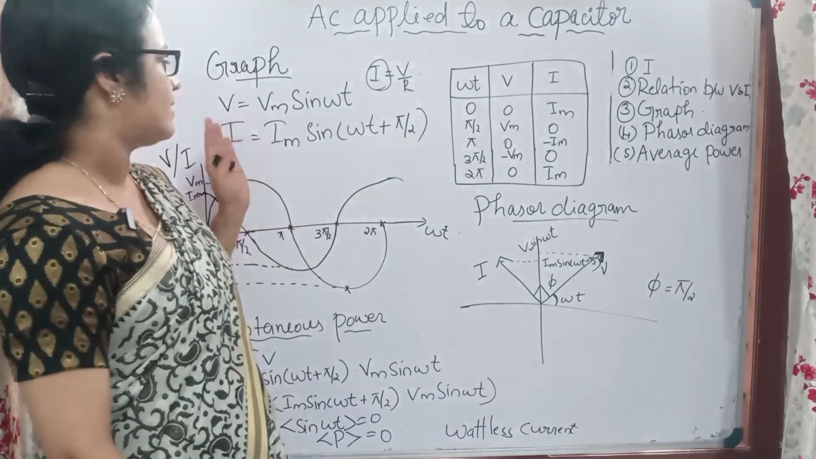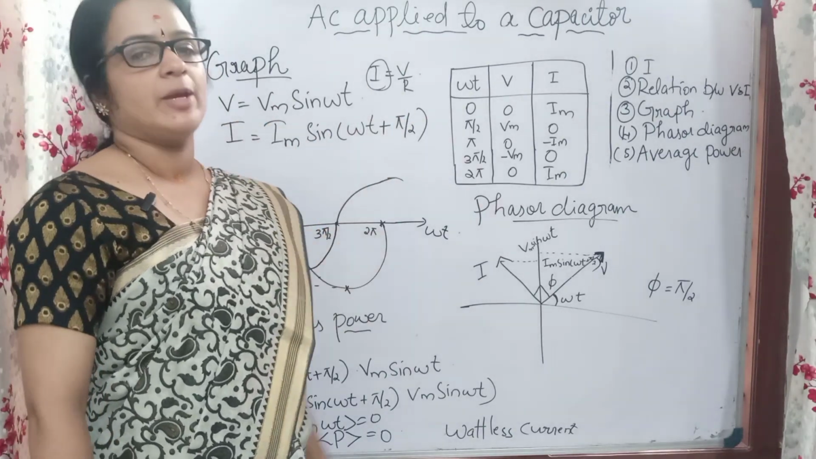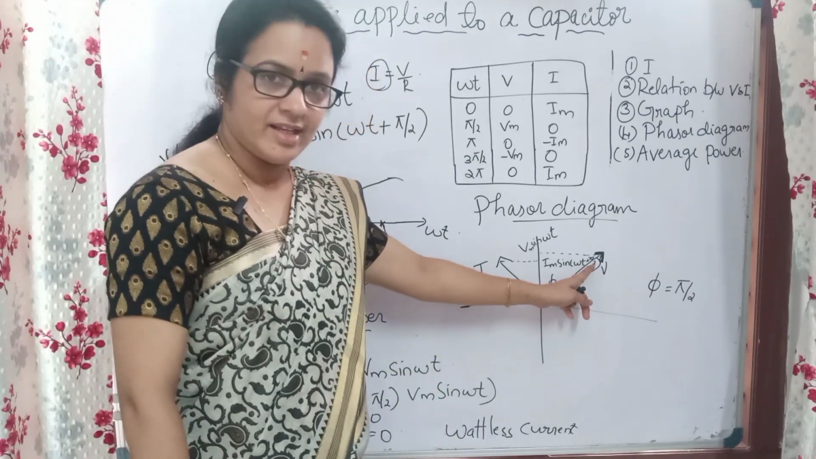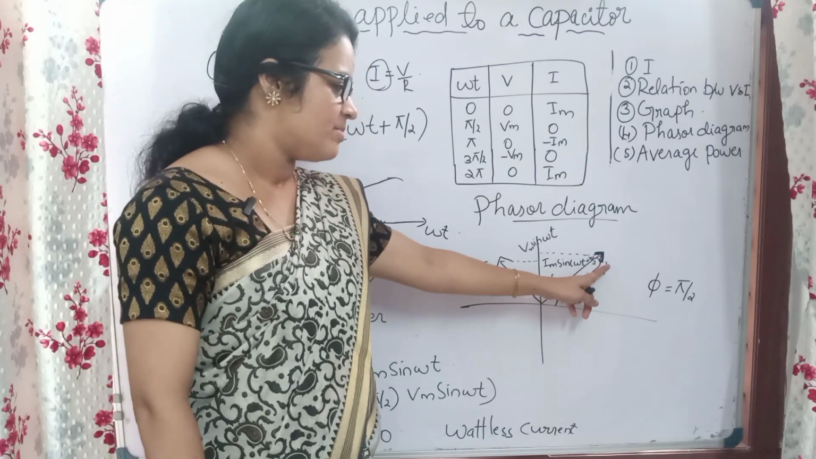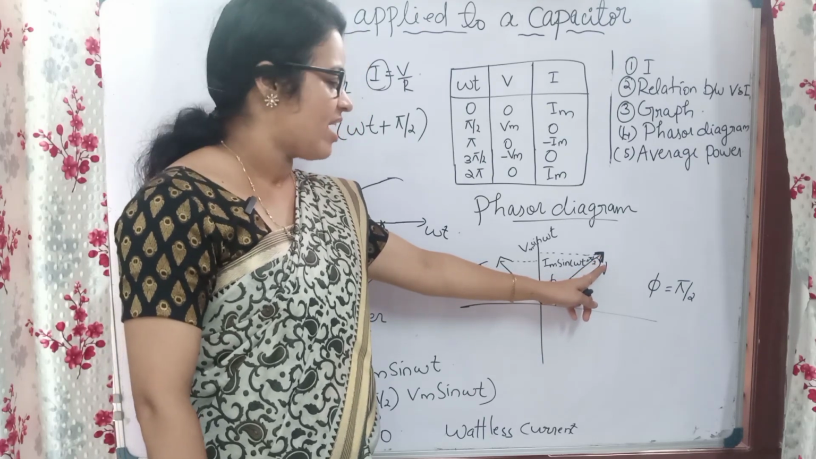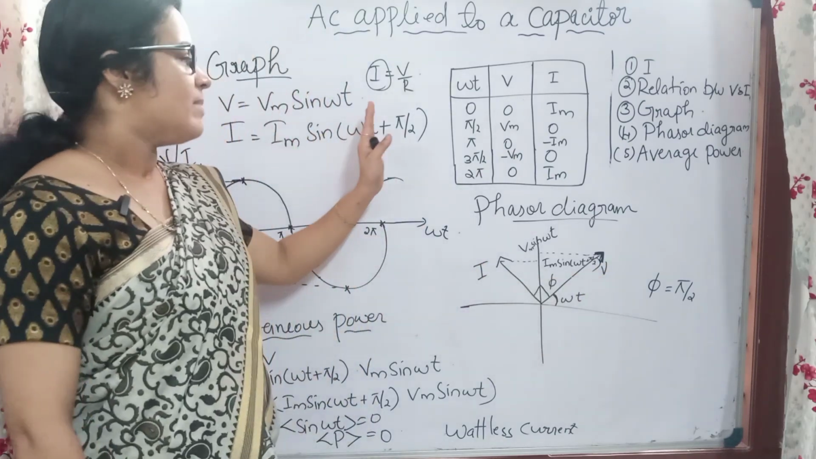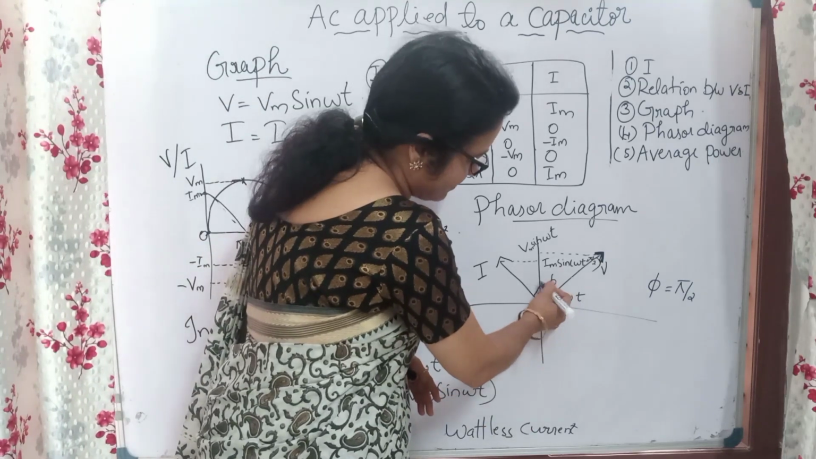And what about current? Current is I is equal to Im sin omega t plus pi by 2. So omega t means this much is omega t. So this you have to understand clearly. Here we have omega t. That means for voltage we have a phase angle of omega t, and for current omega t plus pi by 2 we have to move. So here this is moving like this, right?